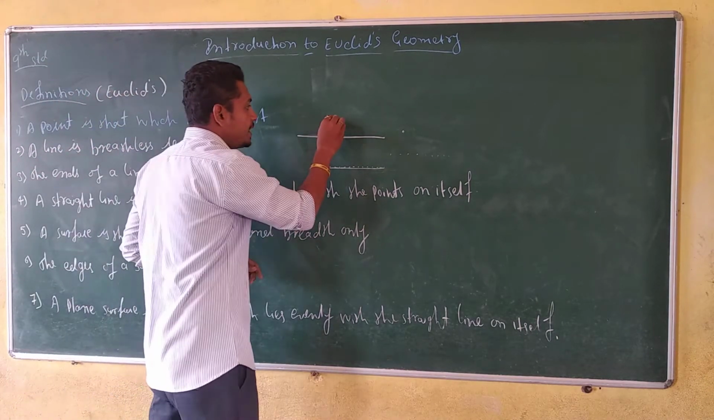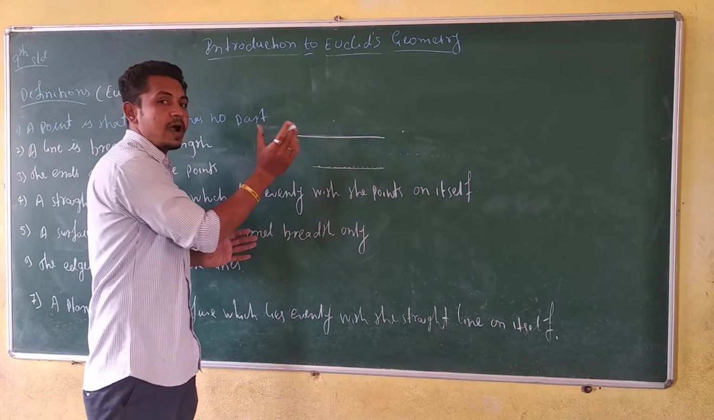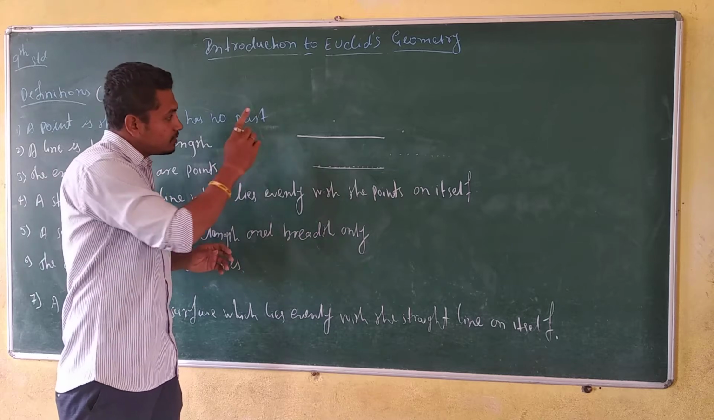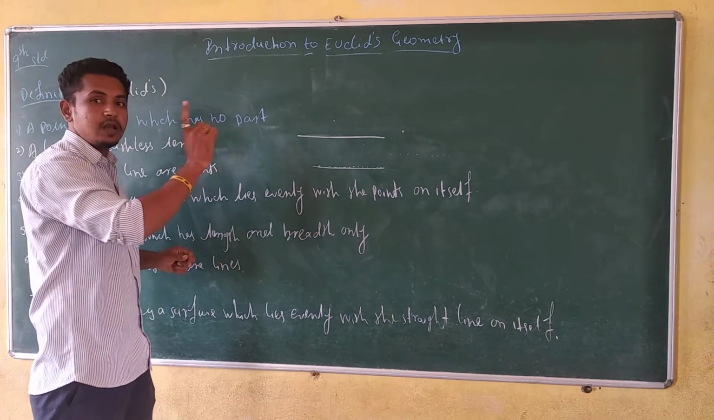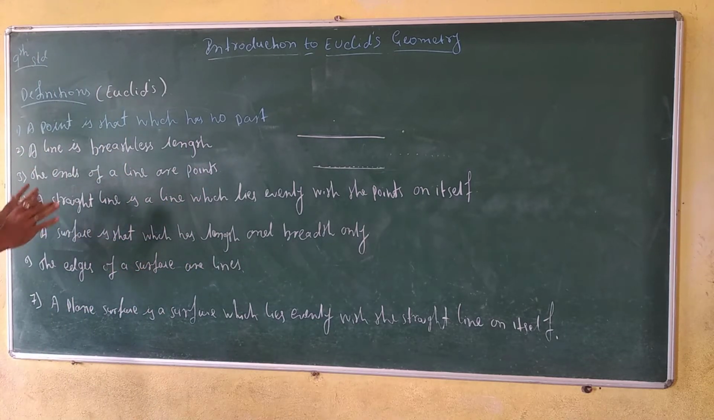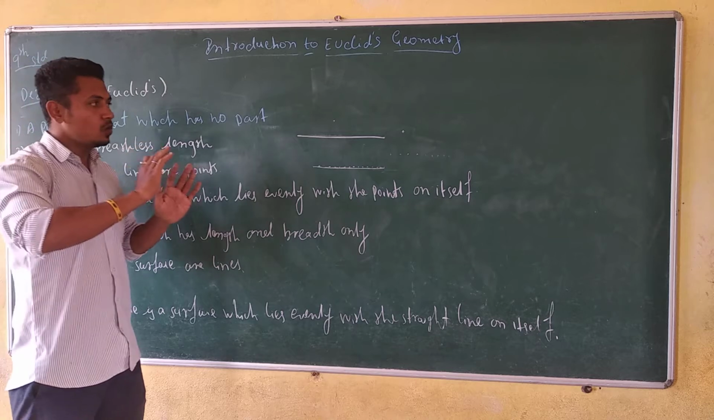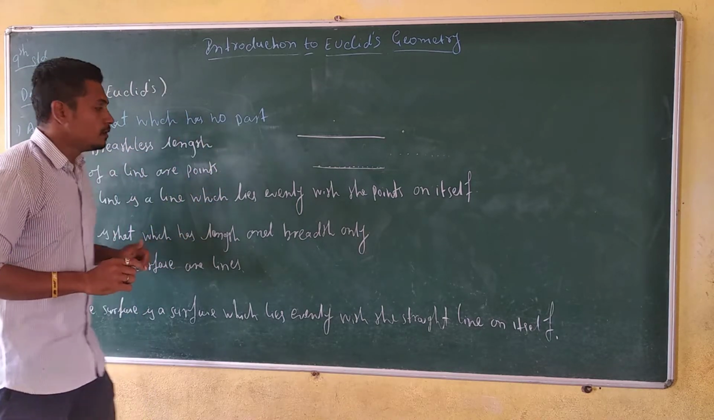It means this point we can't cut or divide into two parts. This point is only the whole point. Always this is one whole point. Is it clear? The point which has no other part is always a whole.